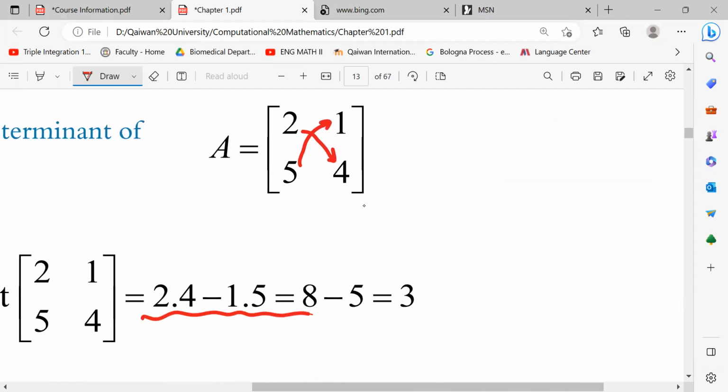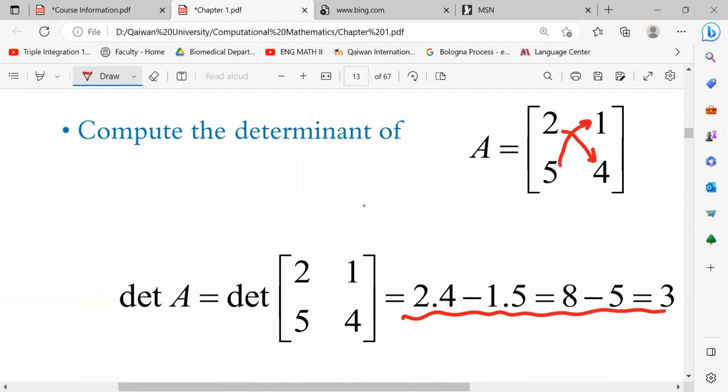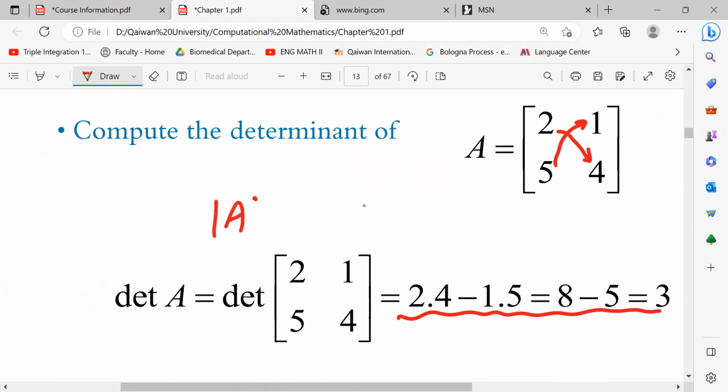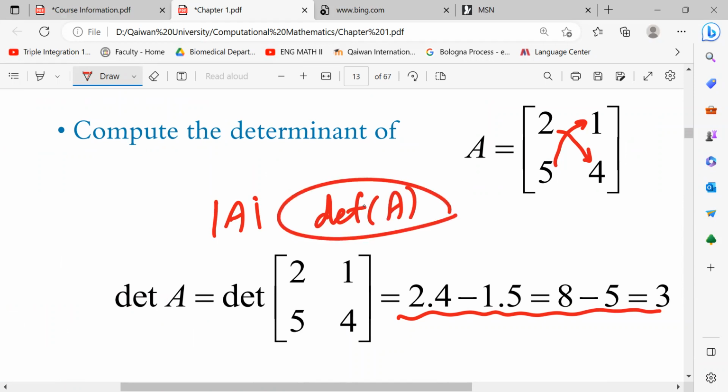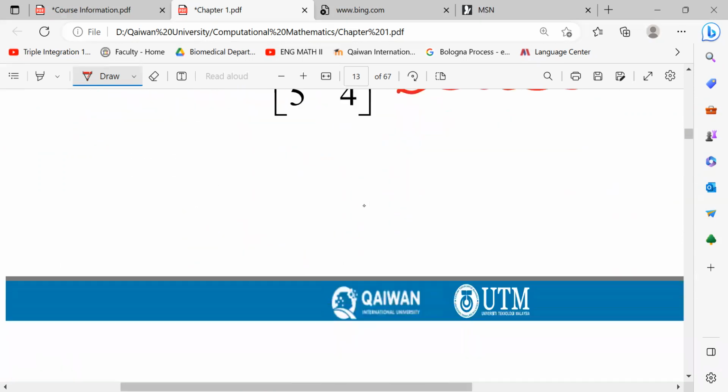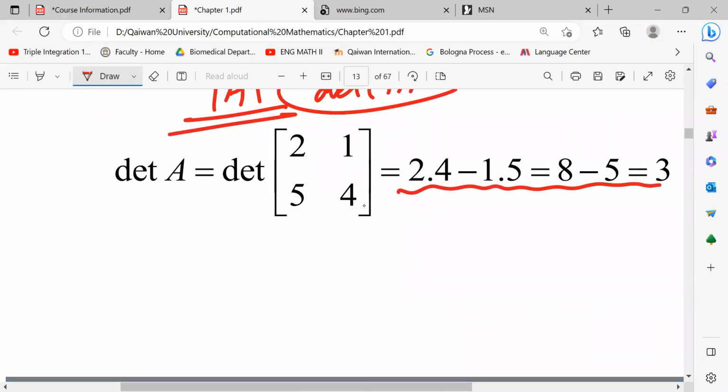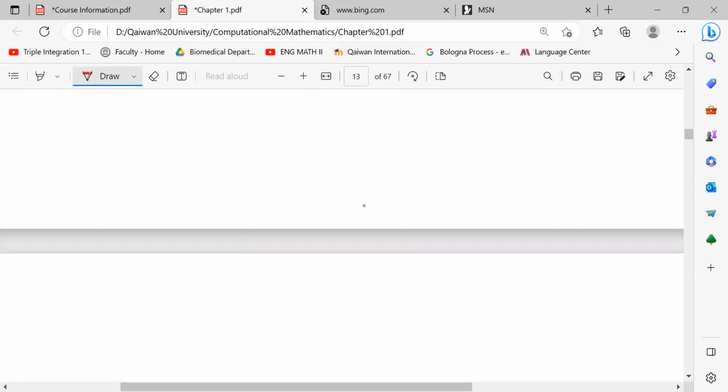That's it. That is 8 minus 5, which is 3. You can say determinant of A or det of A. Det A or this one, both are the same. Both mean determinant of matrix A. Do you need to solve any other example for 2 by 2 matrices? It's so easy.